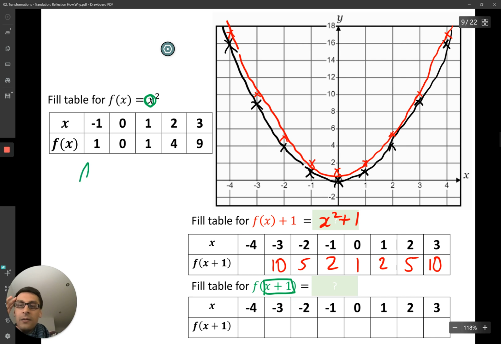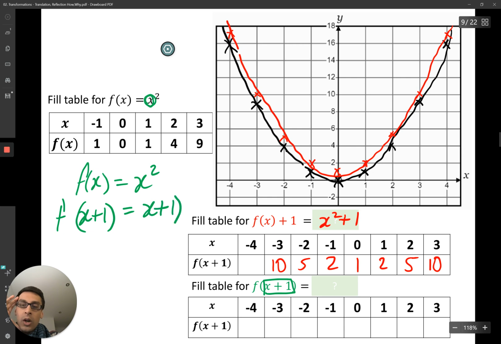So if f of x equals x squared, which is what we're given, then f of x plus 1 will equal x plus 1 all squared, and that becomes x plus 1 in double brackets. Now, you can expand it, or you can just leave it as x plus 1 all squared. And then you can work out the values without having to expand it. Although if you do want to expand it, you can. It just makes it longer to do it that way.